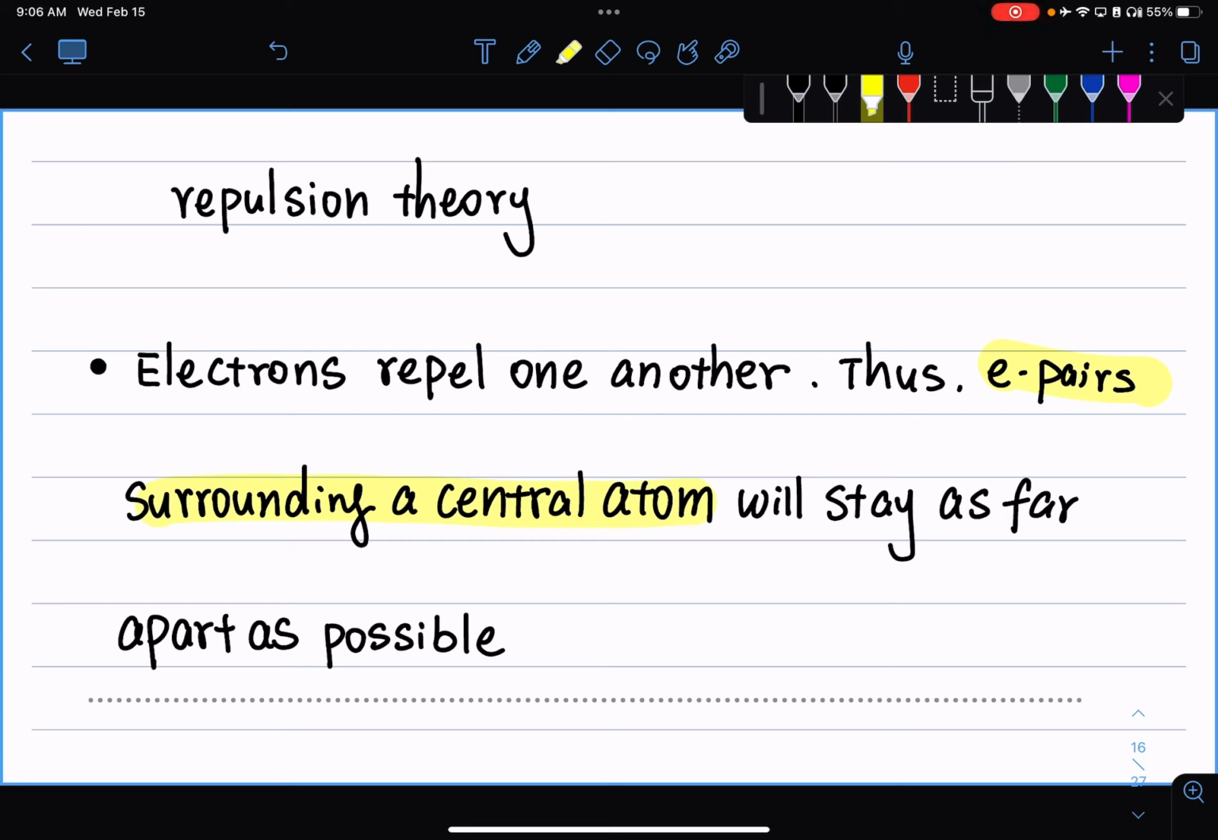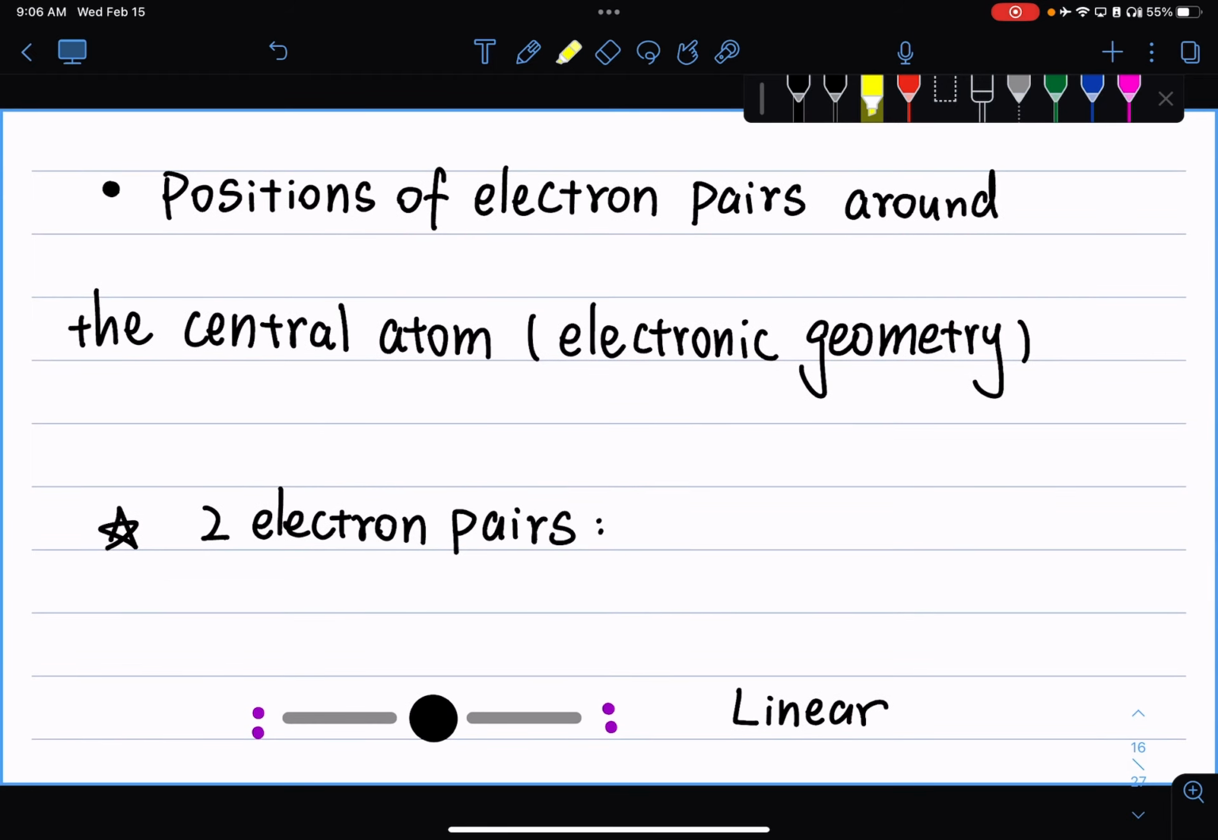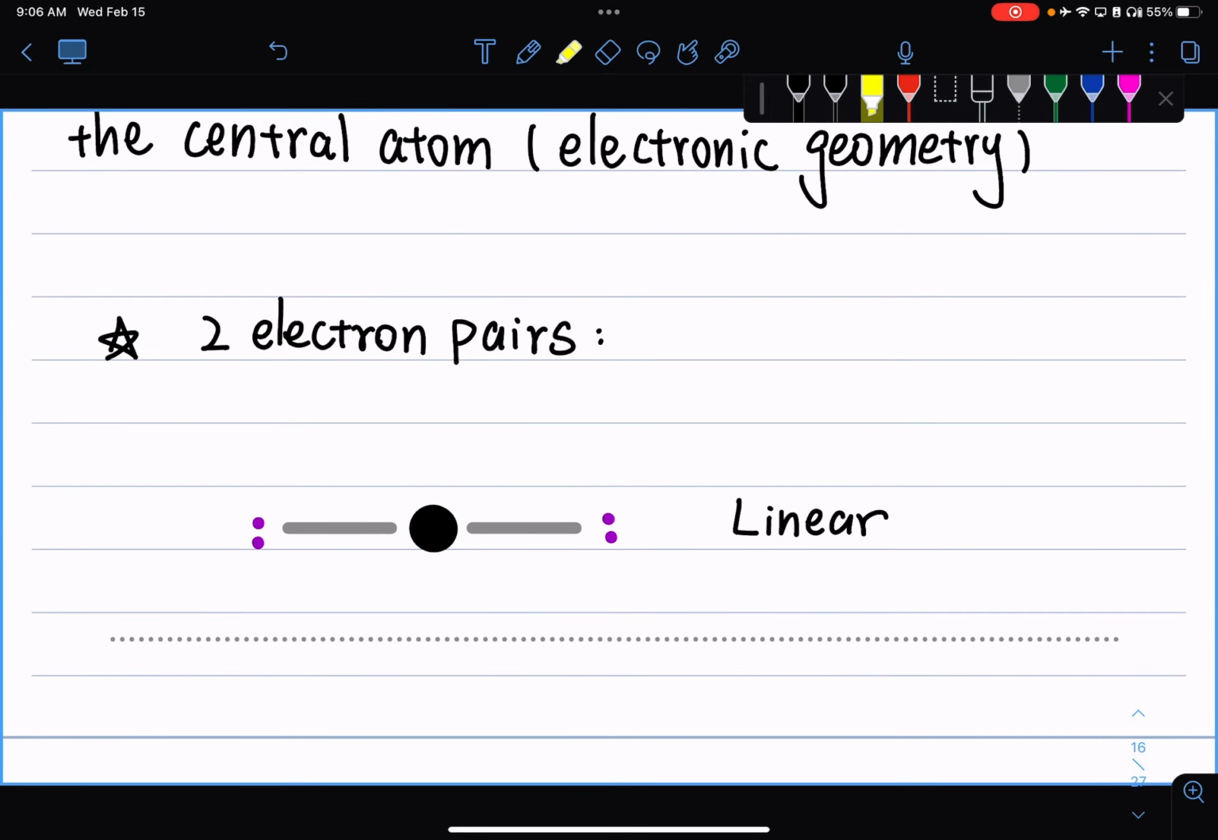So with that in mind, we can come up with a prediction of where the electron pairs will likely be located in three-dimensional space. And that's called electronic geometry. Basically, that describes the position of these electron pairs around a center atom. So right now, let's just look at how these electron pairs will orient themselves in three dimensions. There are several possibilities. Let's start by thinking about just two electron pairs around a center atom.